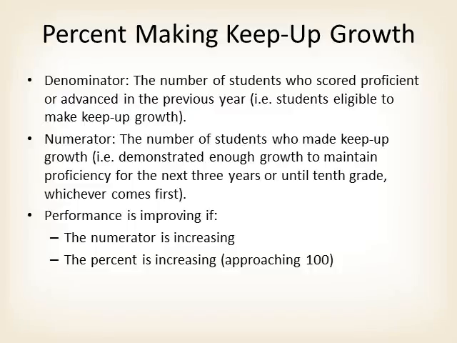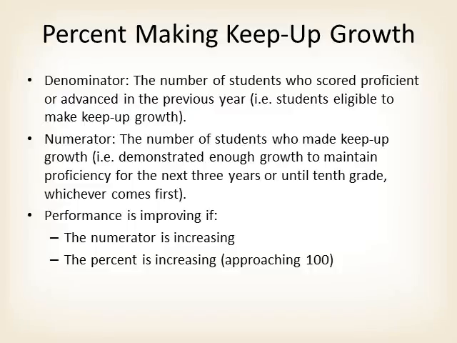As a reminder, to be considered to be making keep-up growth, a student must score proficient or advanced. Then, to make keep-up growth, the student would need to demonstrate enough growth to maintain a proficient performance level within the next 3 years or by 10th grade, whichever comes first.